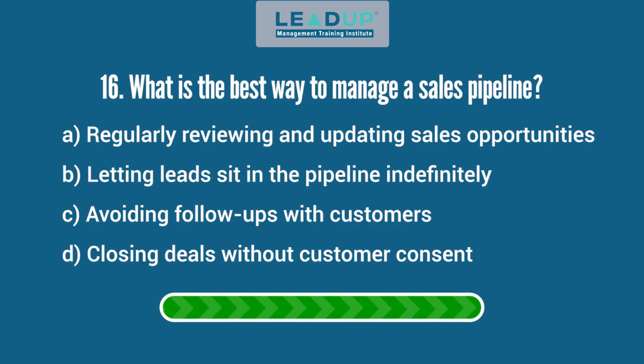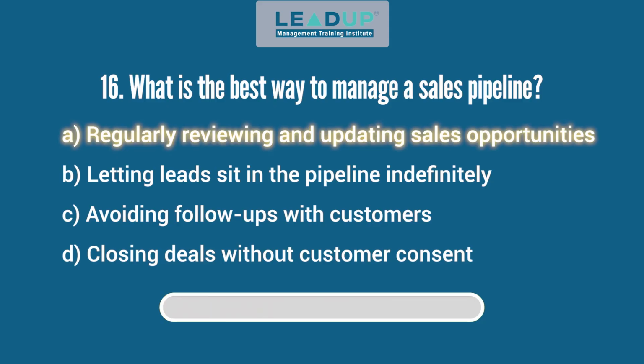Question 16. What is the best way to manage a sales pipeline? A. Regularly reviewing and updating sales opportunities. B. Letting leads sit in the pipeline indefinitely. C. Avoiding follow-ups with customers. And D. Closing deals without customer consent. Answer: regularly reviewing and updating sales opportunities.